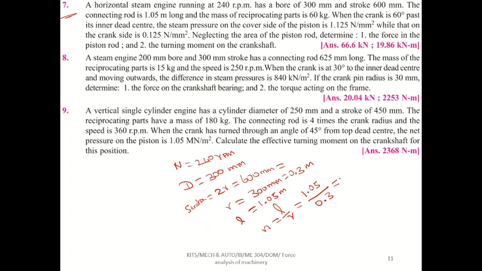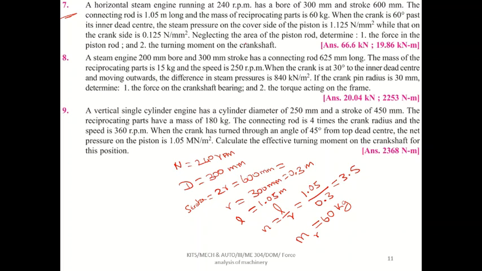You will get the ratio as 3.5, so the n value will be equal to 3.5. What else they have given? Mass of the reciprocating parts is 60 kg. So the m value they gave is 60 kg.